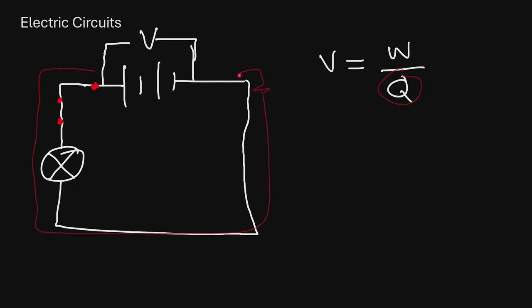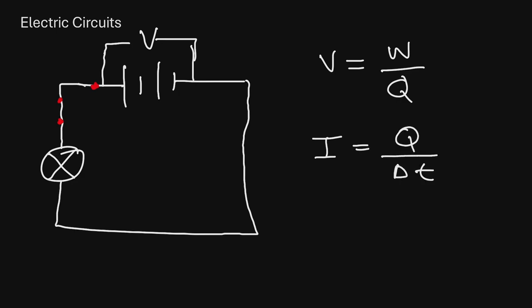So that is voltage. But now, when these charges flow in the wire, sometimes they will flow faster, sometimes they will flow slower. So how fast are these charges flowing? That we call current. So current is how fast a charge is flowing. So it is charge per time. So that will be the current.